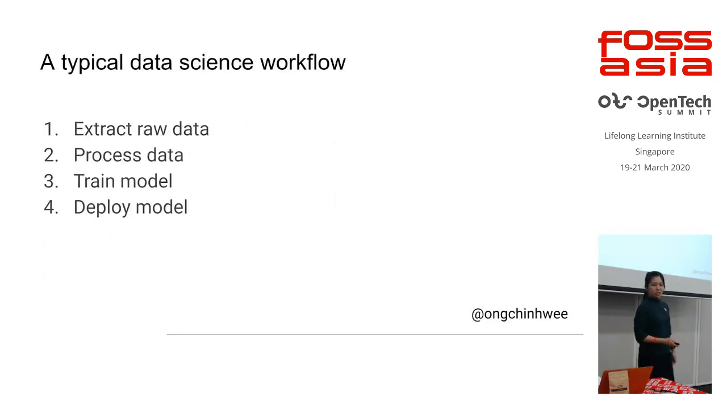Okay, so a typical workflow for my job. This is a typical data science workflow. First we extract the raw data, and then we process the data, after which we train the model, fine-tune the model, and then when everything's fine, we deploy the model. It seems to be quite straightforward, right?